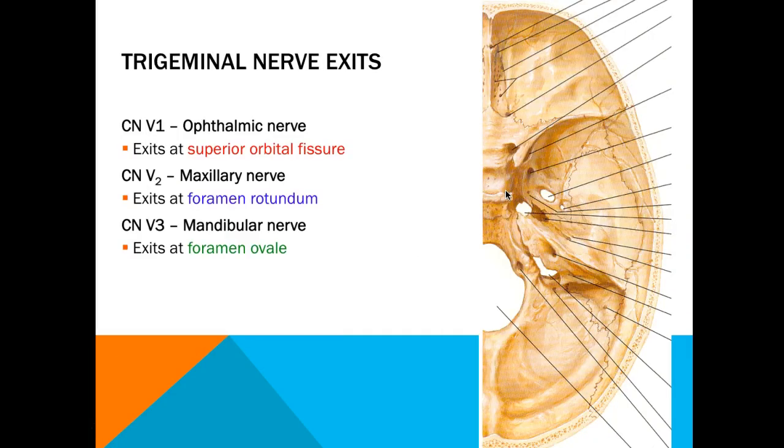V1 is going to be your ophthalmic nerve, and that exits at the superior orbital fissure, like we mentioned earlier. V2 is your maxillary nerve and will exit at this foramen rotundum. It's just a round hole, like the name says. And cranial nerve V3, which is your mandibular nerve, exits via the foramen ovale. So the hole that looks like an oval.